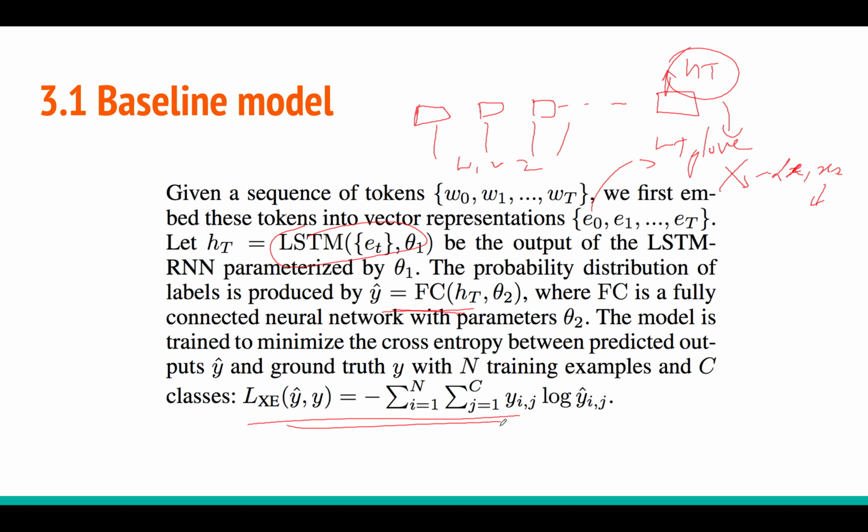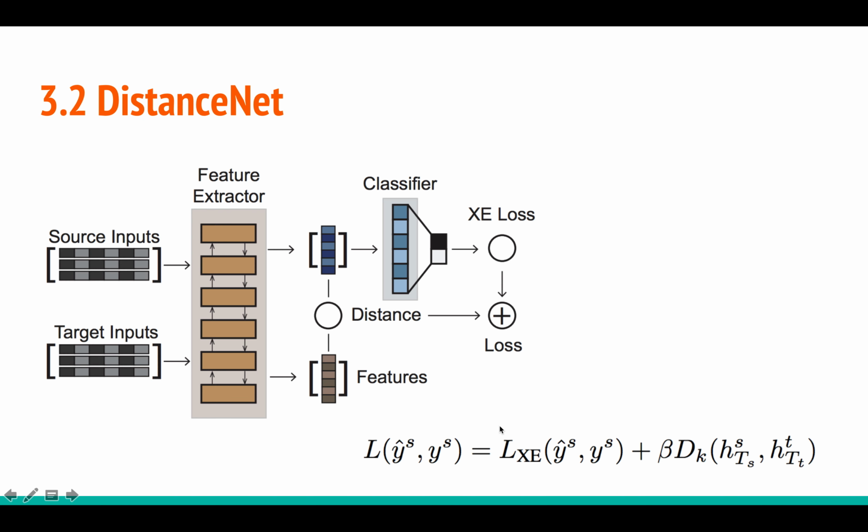So the baseline model does not do any domain adaptation or anything. It's simply given a sentence, it predicts what is the label for that particular sentence, right? Positive or negative review, right? Now let's see the proposed model, which is basically the DistanceNet.